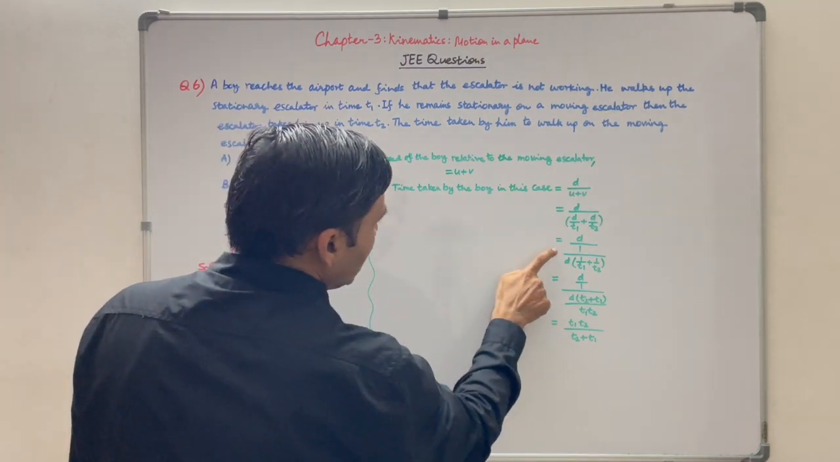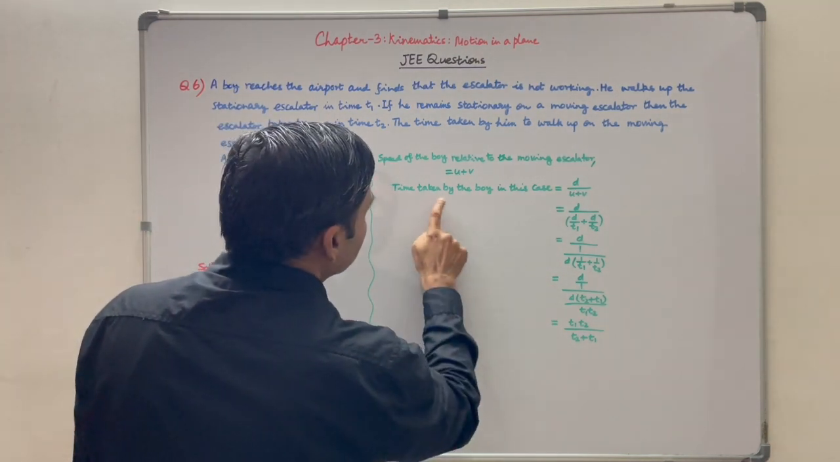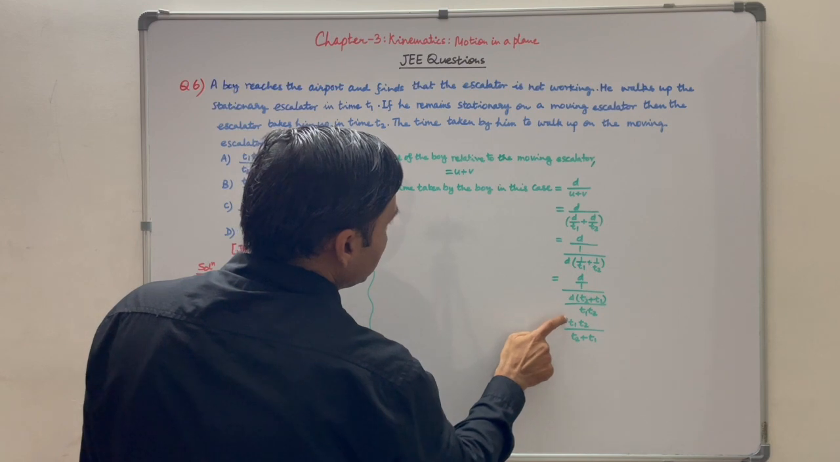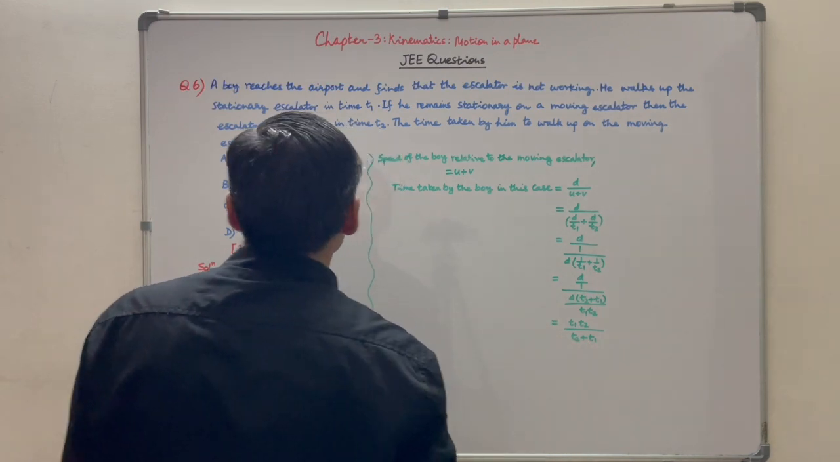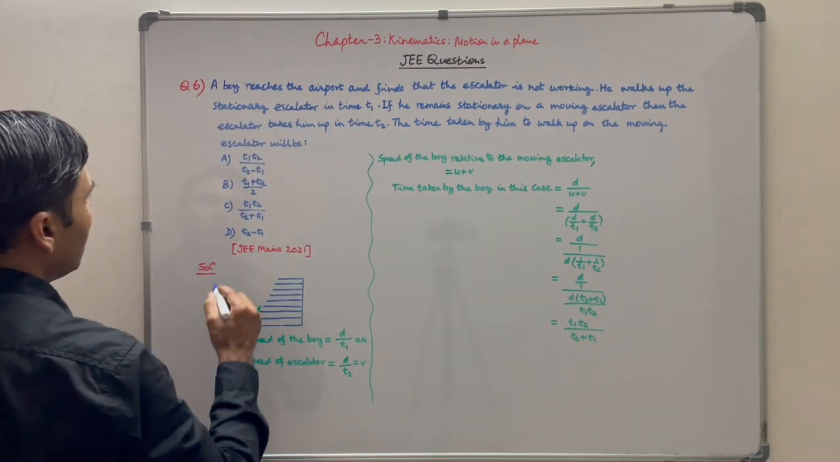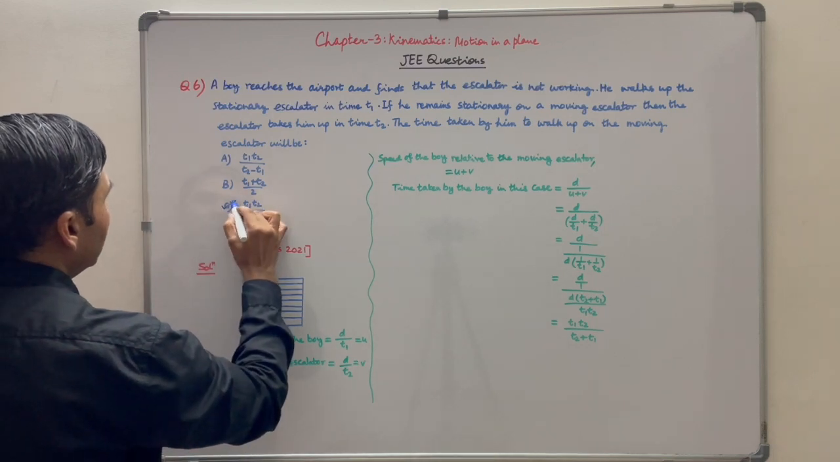So putting these values, time taken by the boy comes out to be T1 T2 upon T2 plus T1. So correct option is option C.